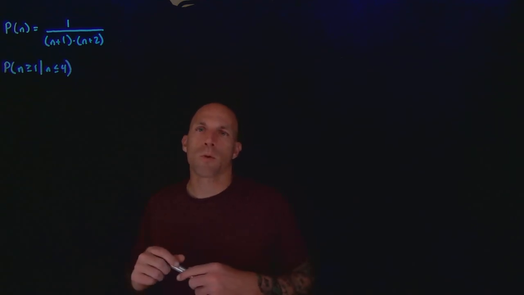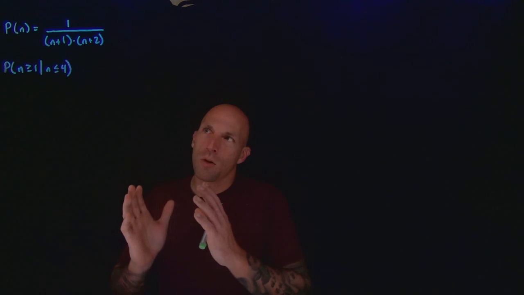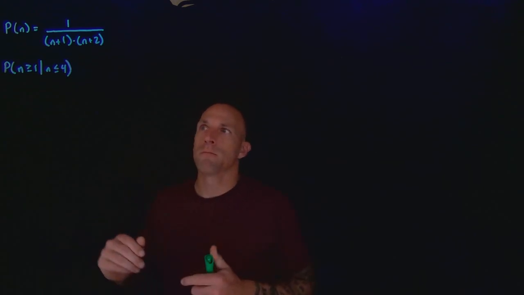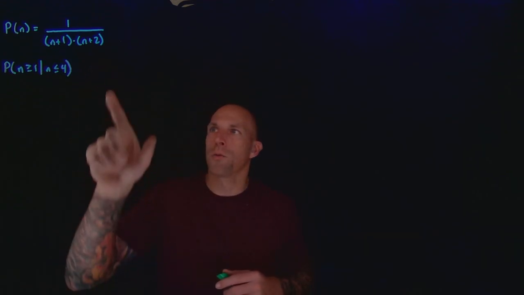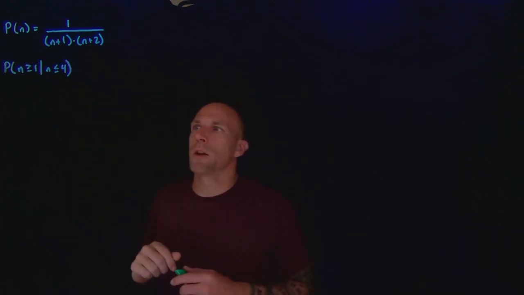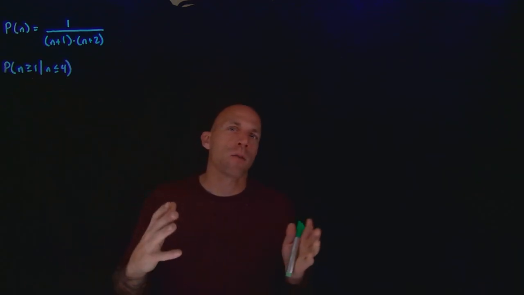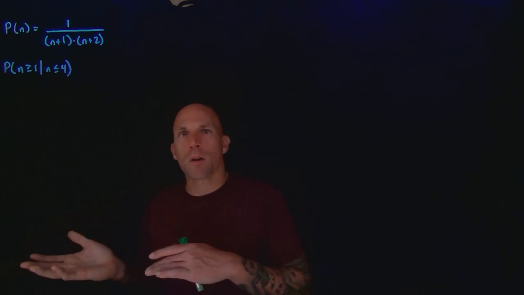This is problem number 23. Again, it's Bayes' theorem, though perhaps a bit more abstract and maybe a bit more challenging than some of the previous problems that we've seen. So we're given that claims, or injury claims, are modeled with this function here, and we're asked to find the probability that there is at least one claim, given that there were no more than 4 claims.